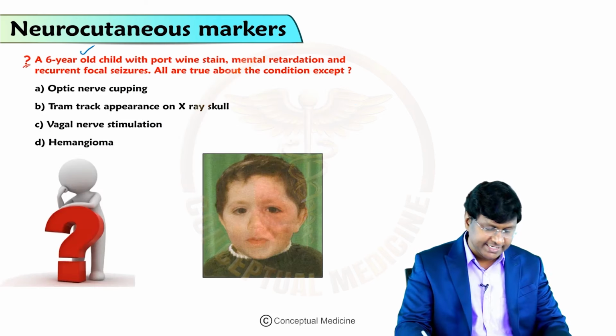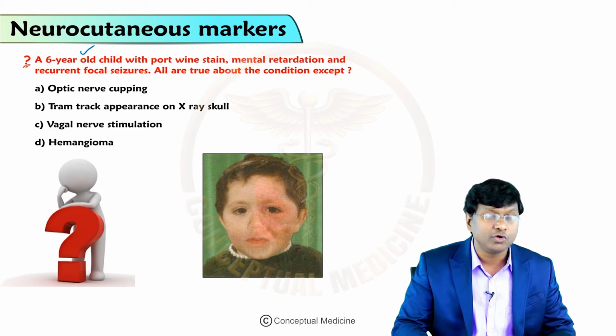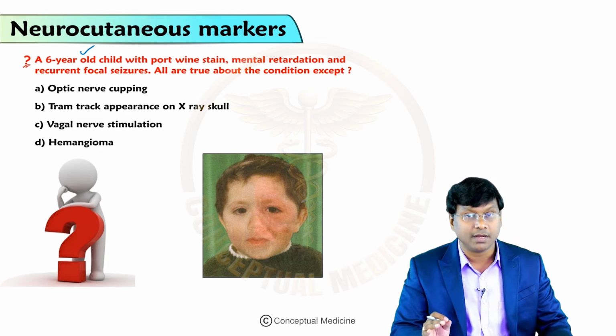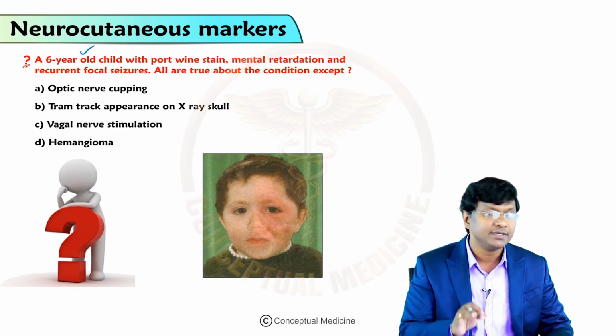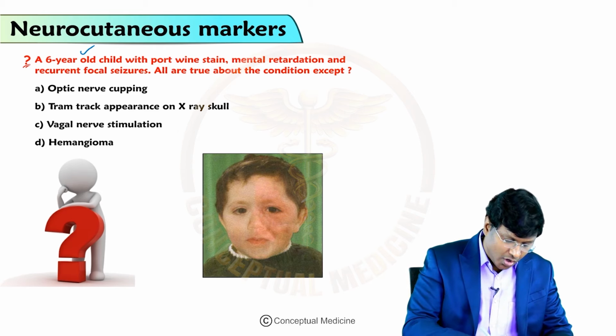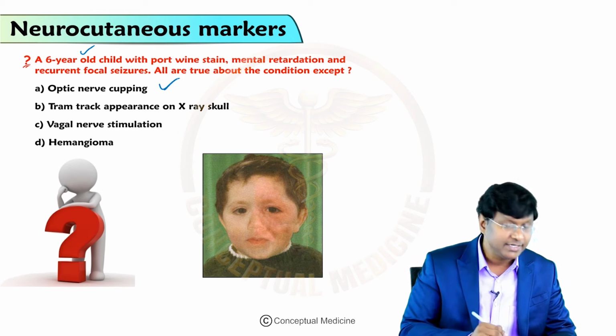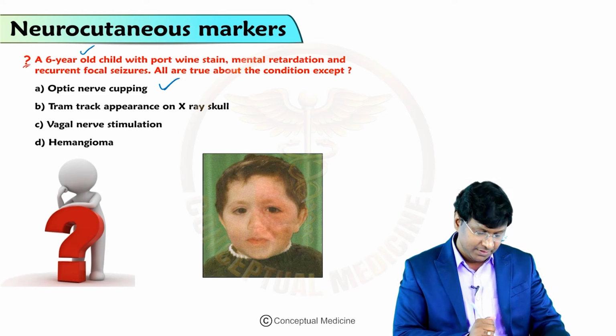Now you see this question. A 6-year-old child with port wine stain, mental retardation and recurrent focal seizures, all are true about the condition except: optic nerve cupping, tram track appearance on the X-ray skull, vagal nerve stimulation, hemangioma. Let me tell you, optic nerve cupping will be there, right? Optic nerve atrophy or optic disc cupping will be there.